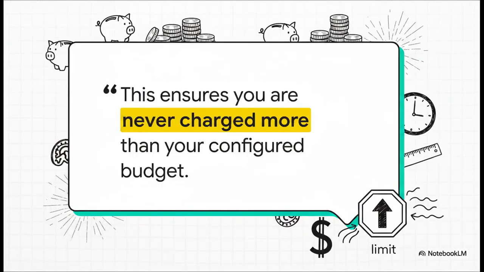This whole system gives you total control over your budget. The actor is literally designed to check your spending limit after every single product it scrapes. The second it hits the limit you set, it stops. Automatically. No surprise bills, no scary overages. You are always in the driver's seat.